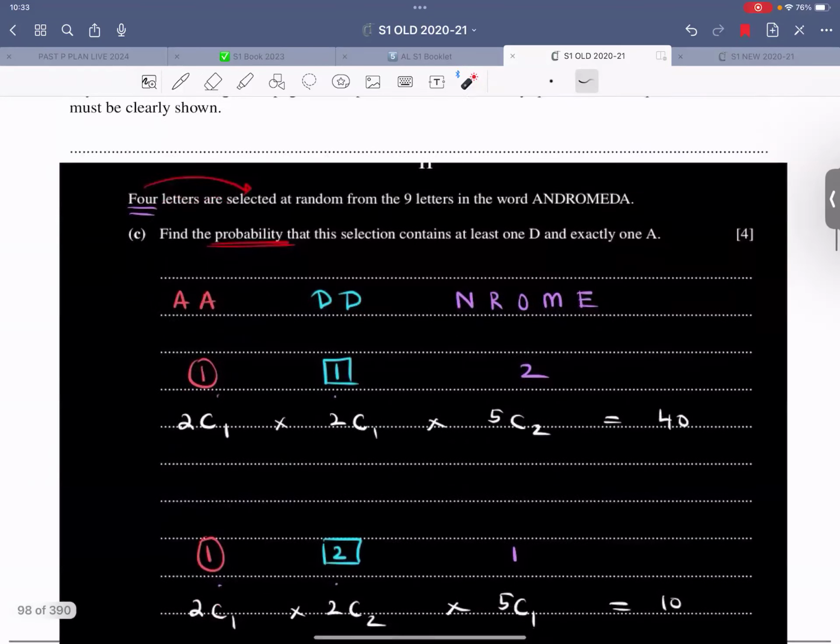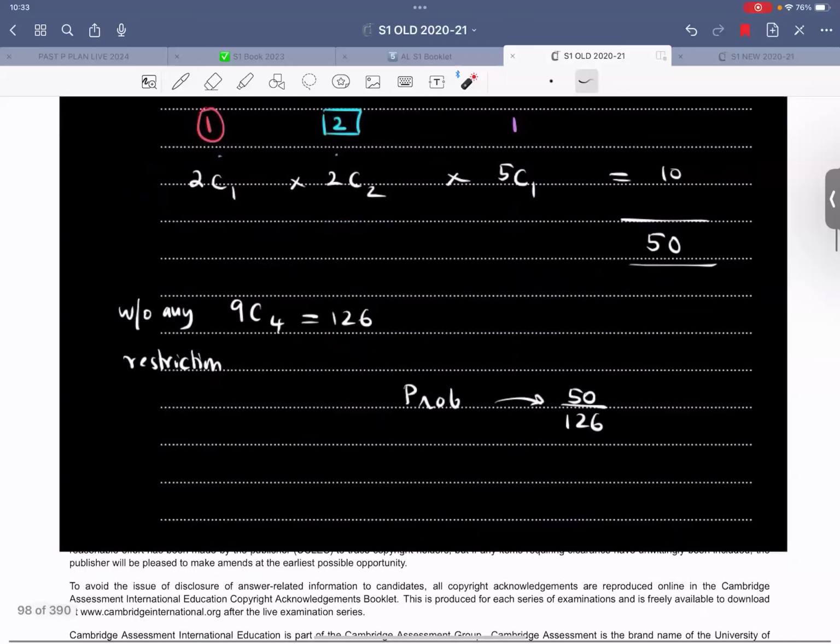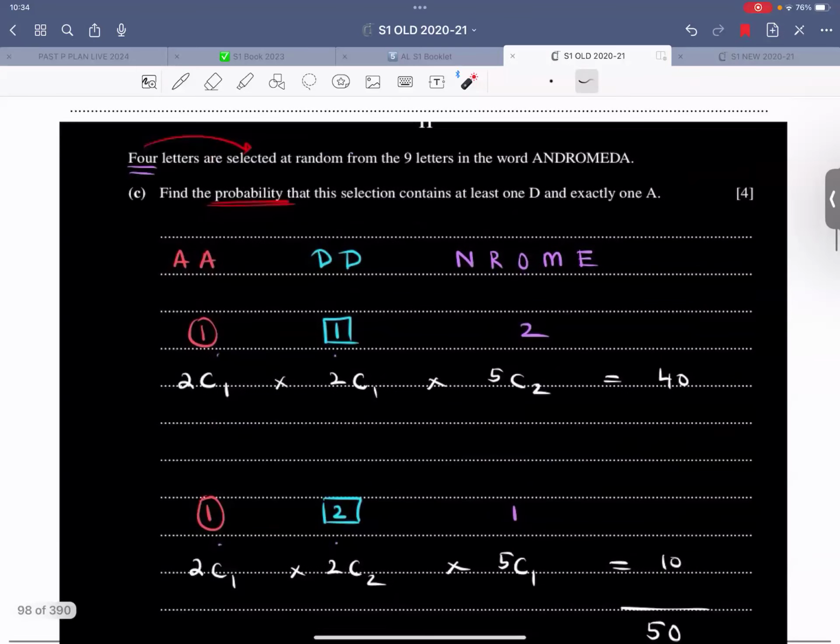This is from a very recent past paper. I think it's 2023 or something like that. And there was also one in 2021 on which I've made a video by the name Tomorrow. 4 letters are selected at random from 9 letters of the word Andromeda. So there are 2 A's, 2 D's, NROME. Find the probability that this selection contains at least 1 D, exactly 1 A.